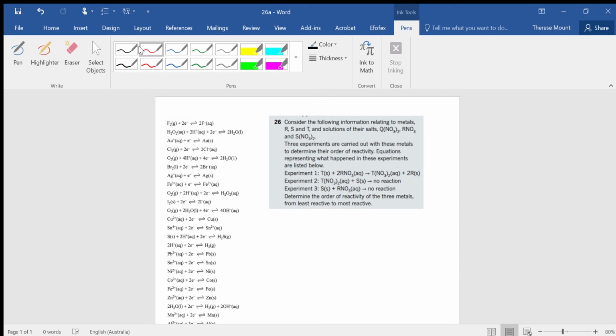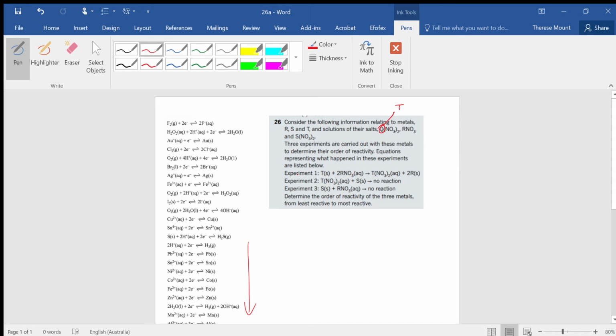Okay, question 26. This Q here should be T. So we've got this metal, this metal, this metal, and then we've got the salts. Okay, so we all know that most reactive metals are placed further down the electrochemical series.